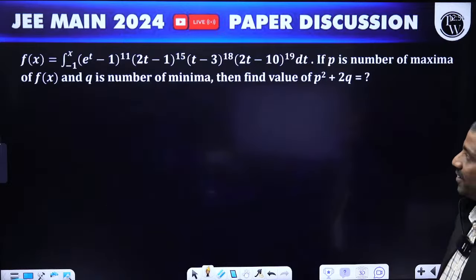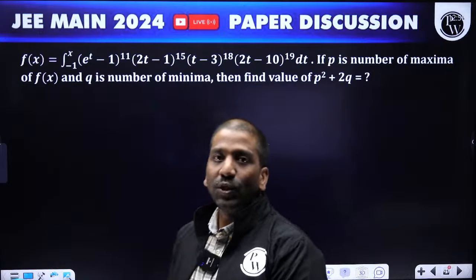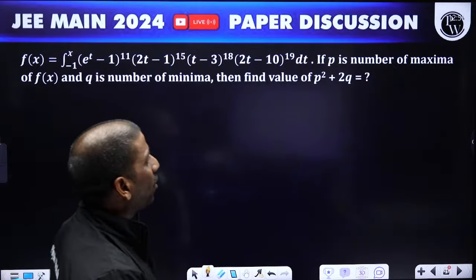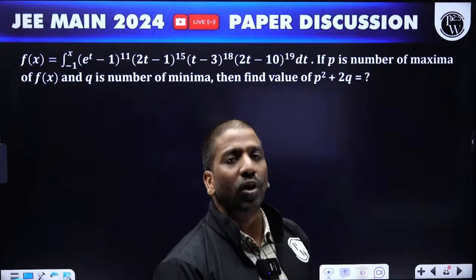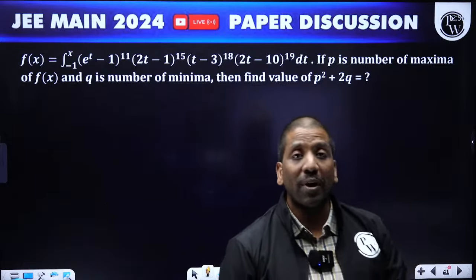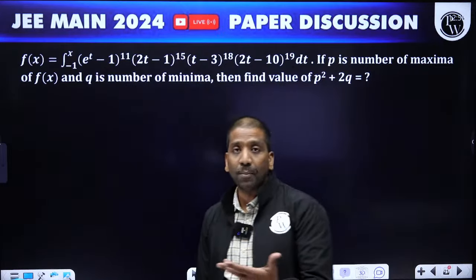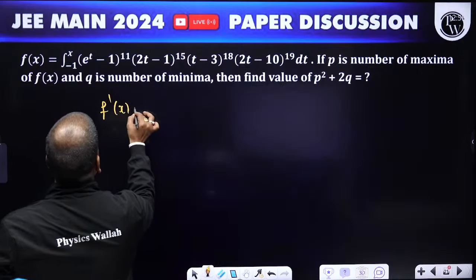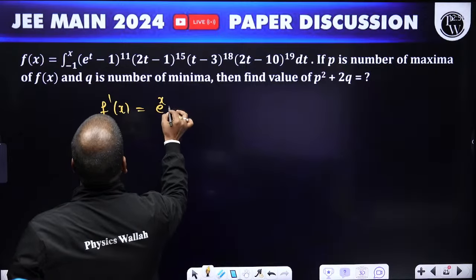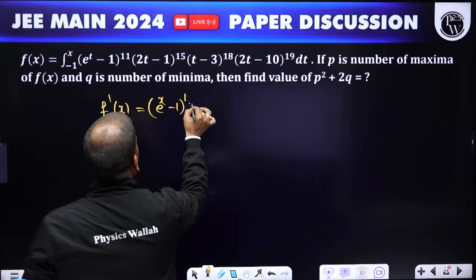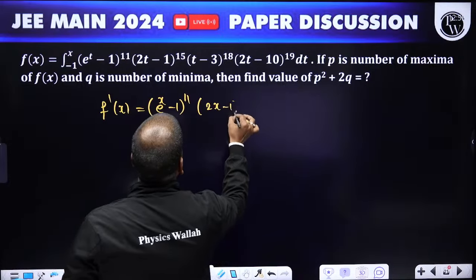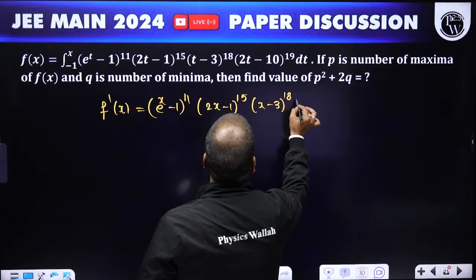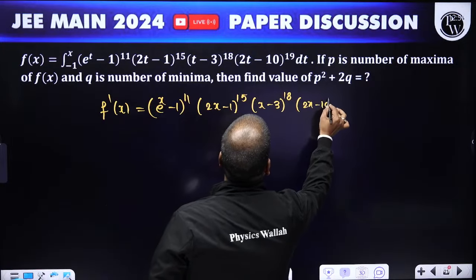Next question. This is from maxima and minima. f of x is given. Many times we come across one of the most important problems, to find the number of local maxima and local minima. So coming to here, what is f dash of x? f dash of x is (e power x minus 1) power 11, (2x minus 1) power 15, (x minus 3) power 18, (2x minus 10) power 19.